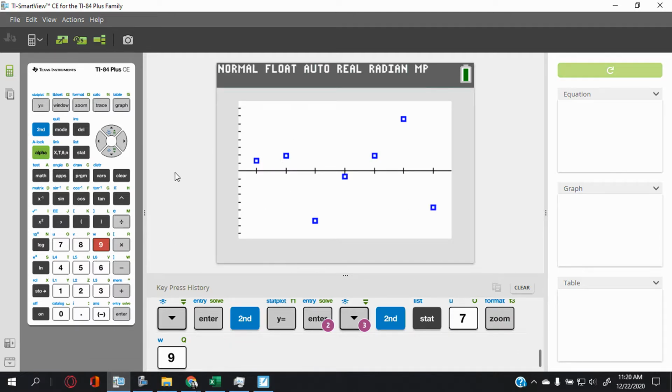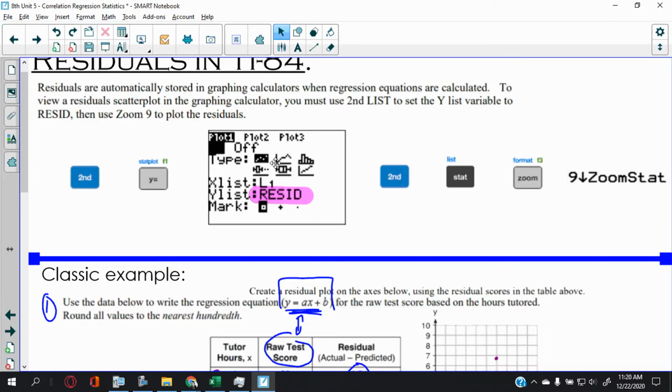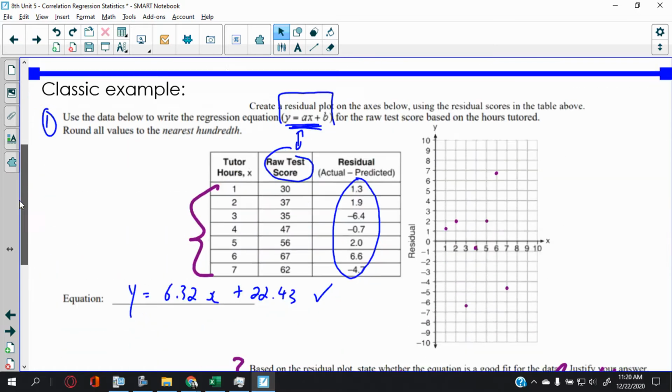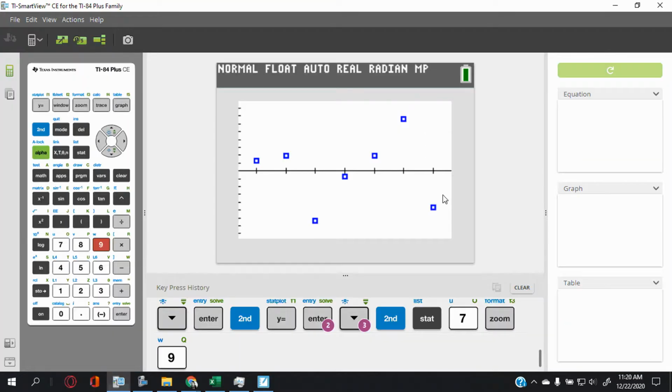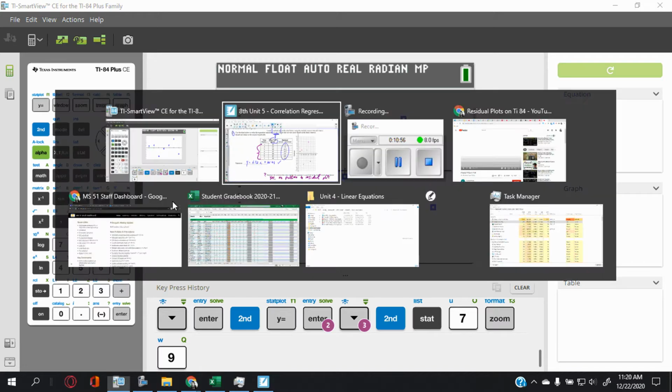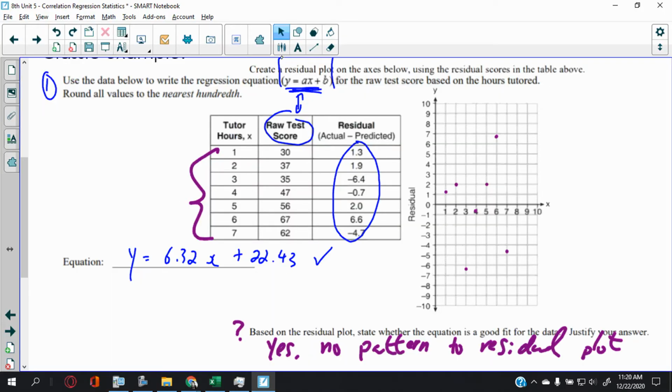Now obviously we don't see the line. That's fine, because when we went for the residuals, it automatically told the calculator not to draw the original line of best fit. So this is the look. It matches exactly like ours. Right here, this one is exactly this. Is there a pattern? No, there's no pattern. So is this line a good fit? You bet. And that's the lesson.